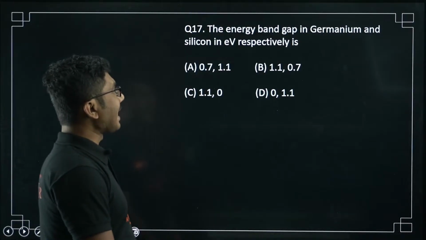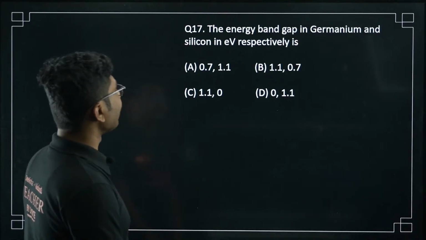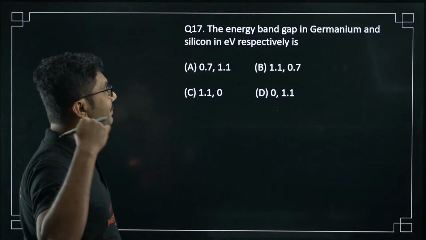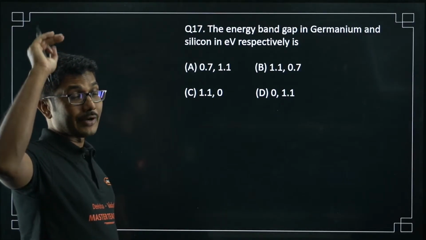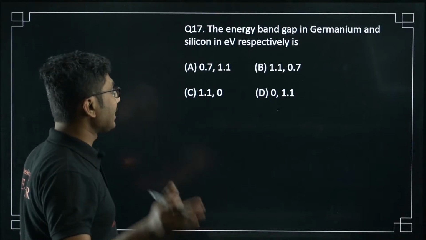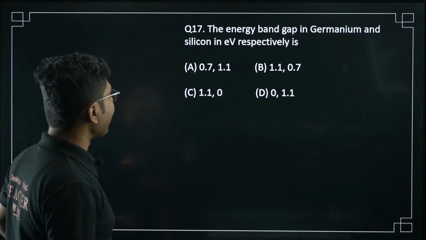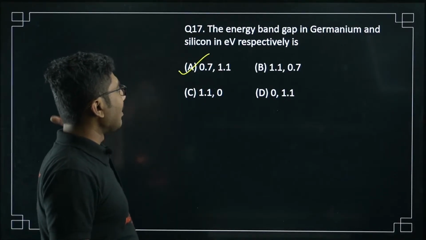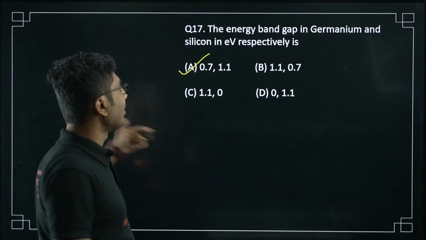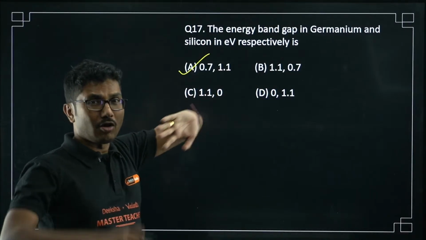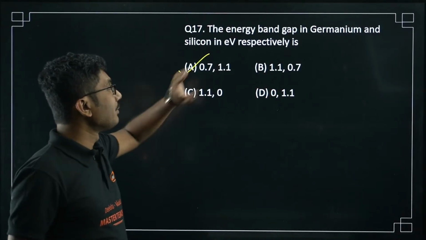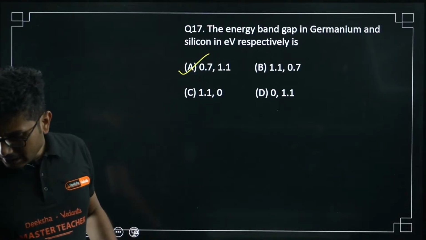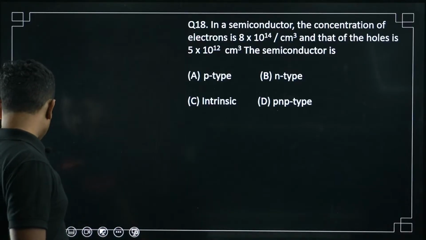The energy band gap in germanium and silicon in electron volt respectively. So the energy band gap is different than cut-in voltage. Energy band gap is in electron volt whereas the cut-in voltage is in volt. So you have to be careful about it. The band gap is 0.7 for germanium and 1.1 for silicon. I think during my long video I made this mistake by choosing this because the order was given in a different order. So be careful, it is 0.7 and 1.1.